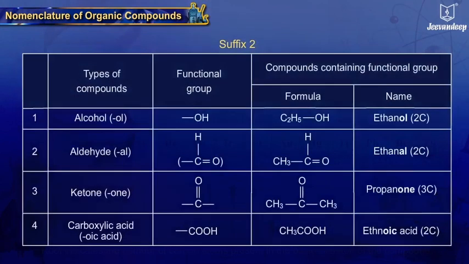Suffix 2. This indicates the presence of the type of functional group. The suffix for an alcohol is -ol. For an aldehyde is -al. For a ketone is -one. For carboxylic acid is -oic acid.